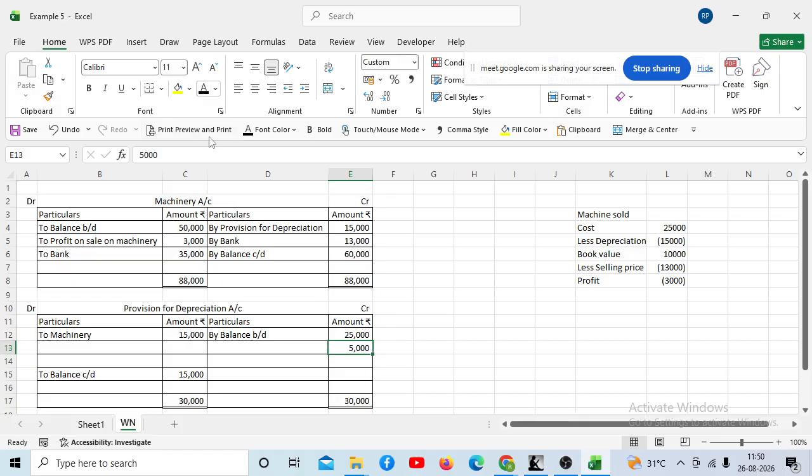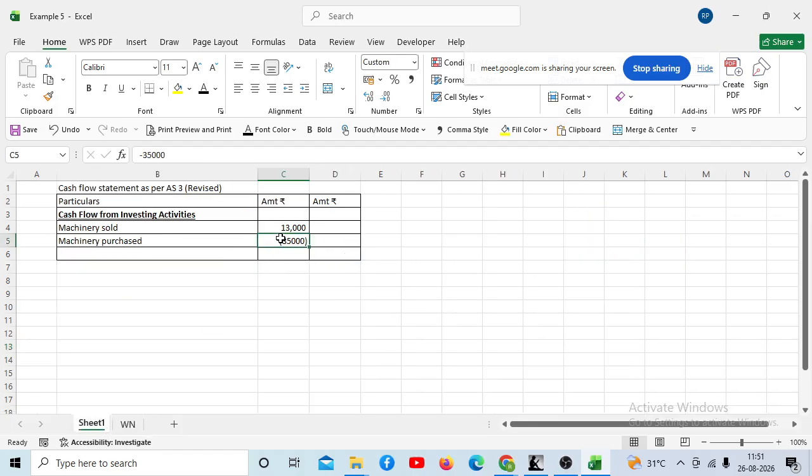Now this 5,000 will go in the profit and loss account, right here by profit and loss account. This would have gone in the operating activity, but since they are not asking us to prepare operating activity, we will not write it anywhere. So this question is completed. Tell me the final answer of this.